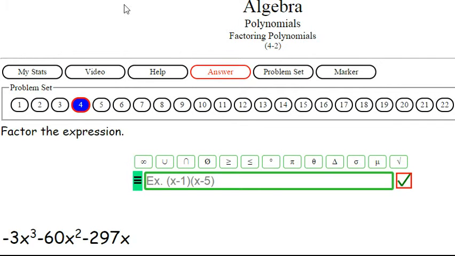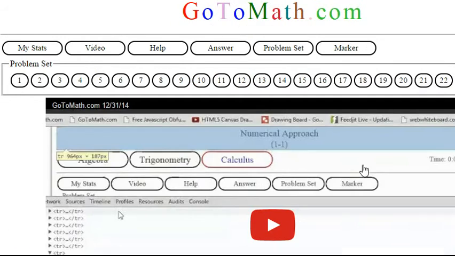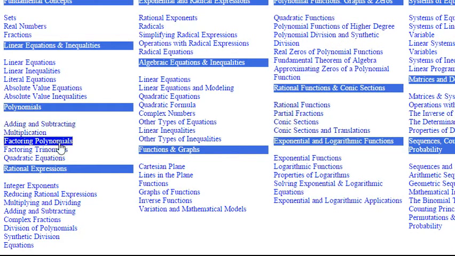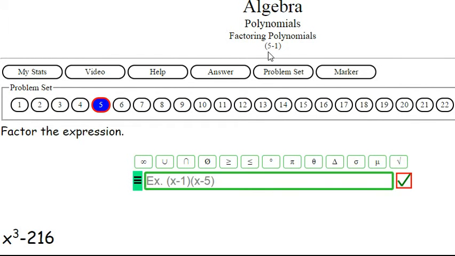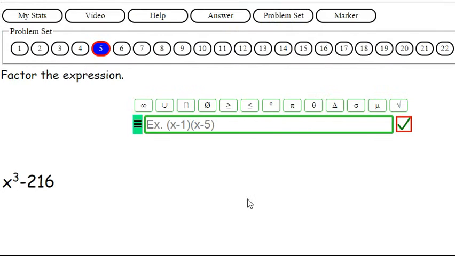Over here, gotomath.com, practicing how to factor. See you in the next problem. Okay, we're over here at gotomath.com. Click on algebra. Let's go down to factoring polynomials. And I'll just click here. Whoa, 5.1. That is what we're doing.